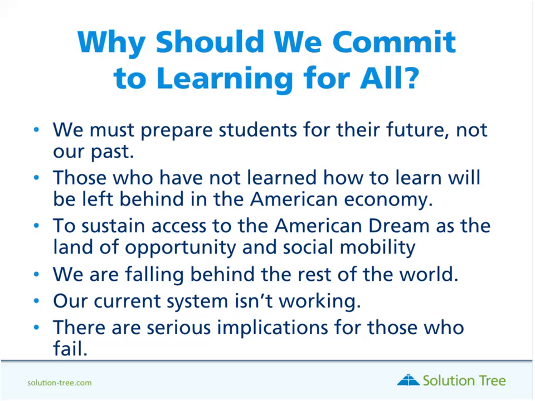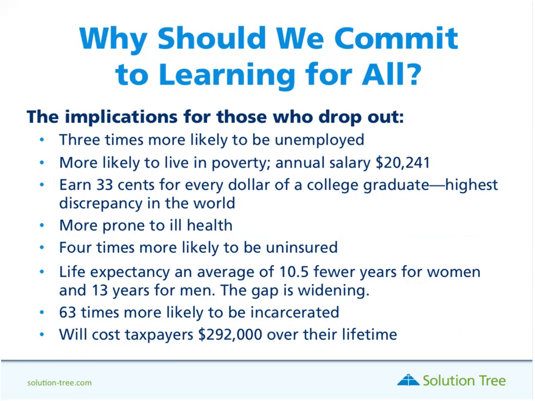And there are serious implications for those students who are not academically successful in schools in the United States today. Whereas throughout most of the 20th century, if a student dropped out of high school, they still had access to good paying jobs in industry and they could have access to the middle class. That's simply no longer the case. A student who drops out of high school in the United States today is 3 times more likely to be unemployed than a college graduate.